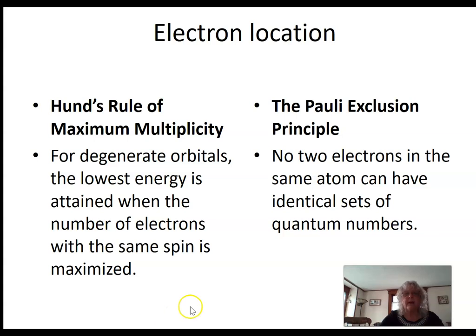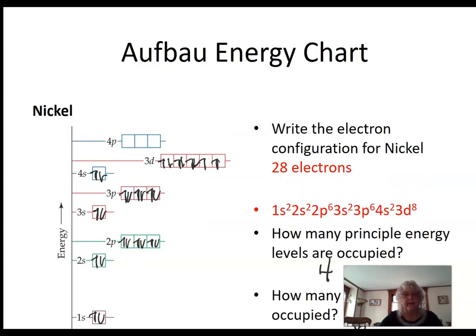The other rule is the Pauli exclusion principle, and this basically says that you can't have two electrons in the same atom that have the same set of all four quantum numbers. What this means is I can't put two electrons in the same orbital spinning in the same direction. So again, we indicated that difference with up and down arrows, and we never put two arrows into the same orbital that were spinning the same way.